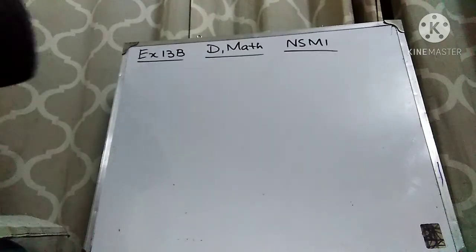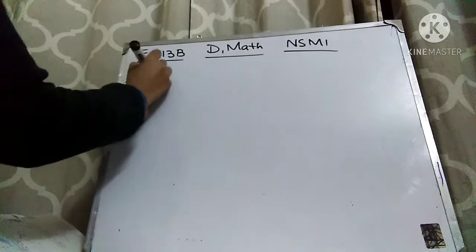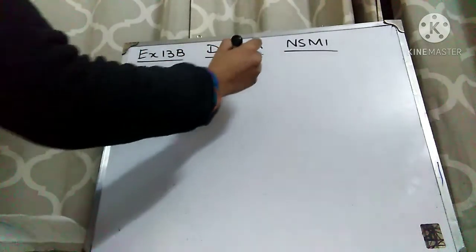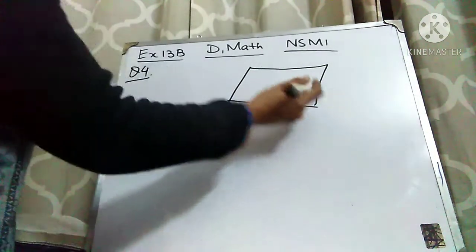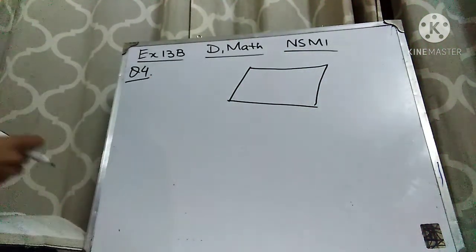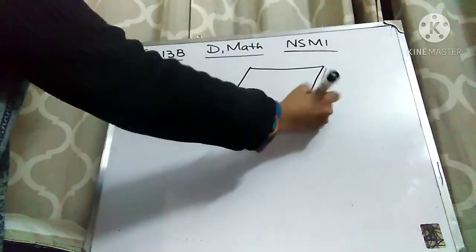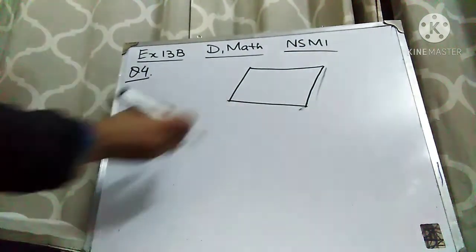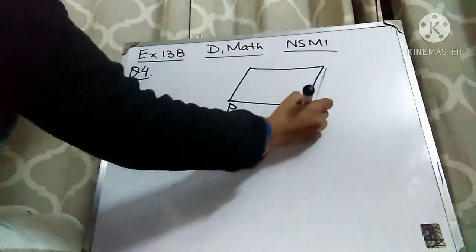So students, in this case, the figure is a parallelogram, and the figure is like this. The difference between a parallelogram and a rectangle is that a parallelogram is basically leaning, but a rectangle is not leaning. Here you can see that this is leaning, like this. So PQRS is a parallelogram.